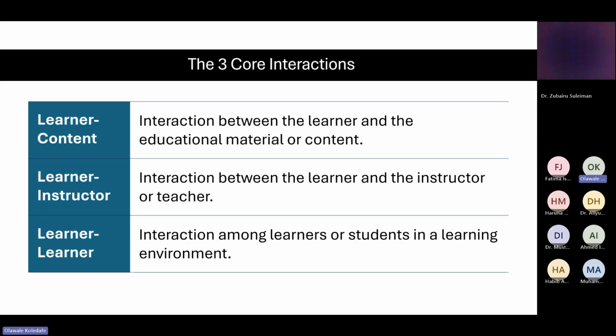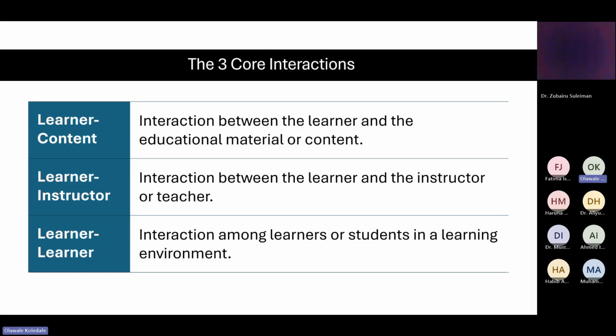And finally, we've got the learner-learner interaction. So interaction between learner or among the learners. When learners speak to learner, when learners seek help, not from you again now, but from themselves, and then how they are able to create this kind of environment.